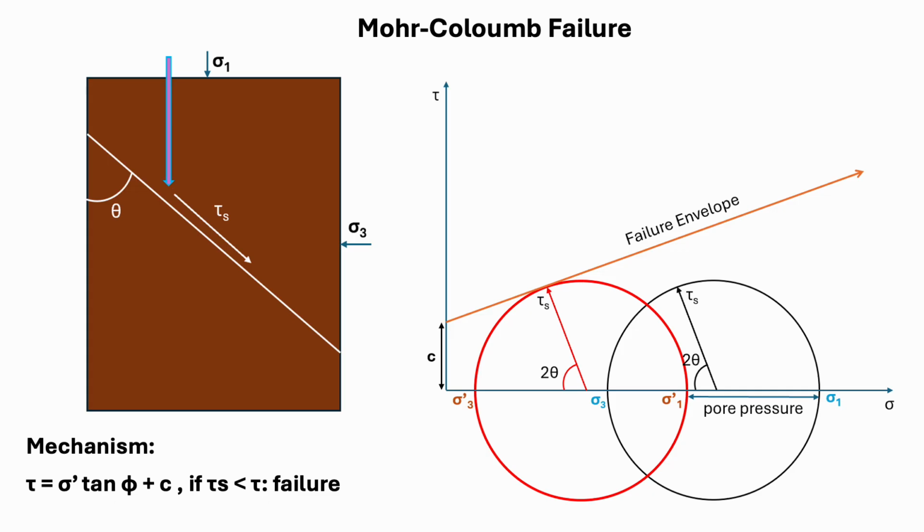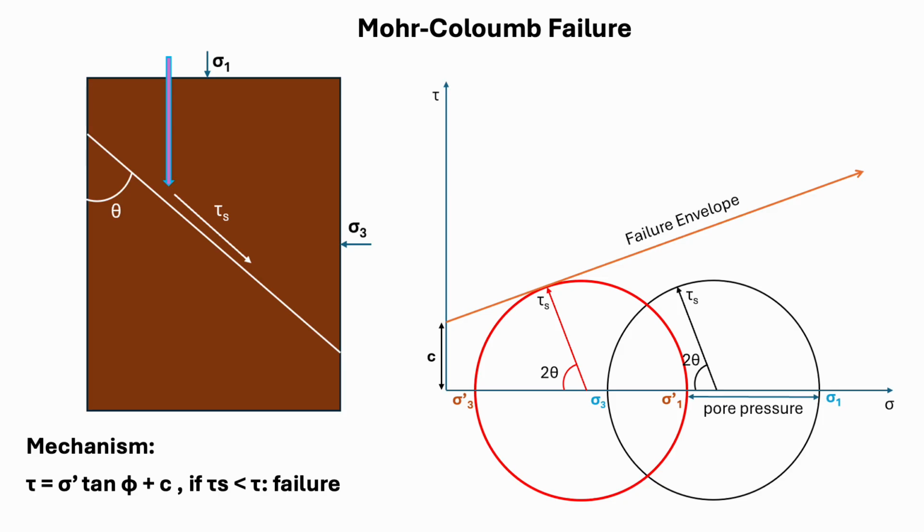Before we understand what exactly rate and state friction is, we have to understand how a fault fails in a generalized theory. As people from the rock mechanics community, everyone knows what Mohr-Coulomb failure is. If you look at this diagram on the left, you have a block of rock and there is a fault which passes through at an angle theta.